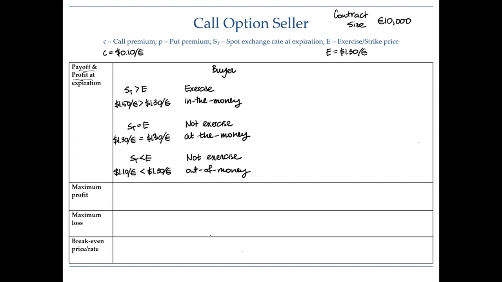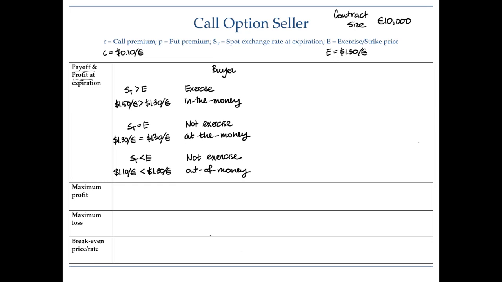But if the spot rate in the future turned out to be the same as the exercise price of $1.30, or lower than the exercise price of $1.30, then the buyer will not exercise these contracts, and the contract is said to be either at the money or out of the money. Because in those cases it would be cheaper for the buyer to go directly to the spot market and buy euros at the price that is lower than $1.30.